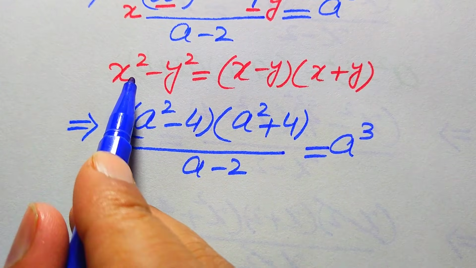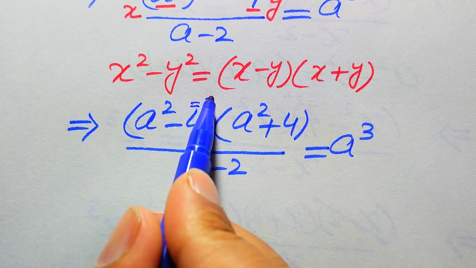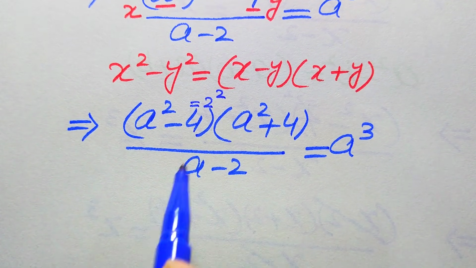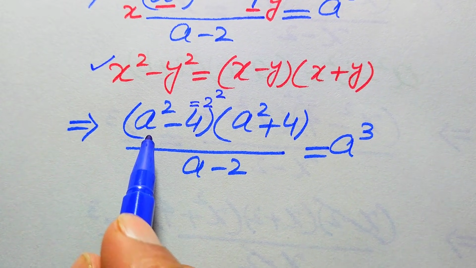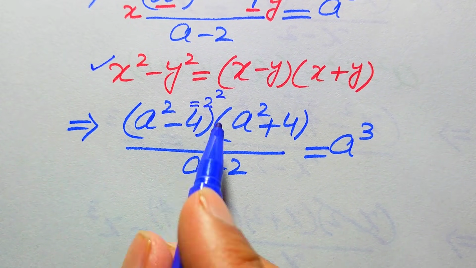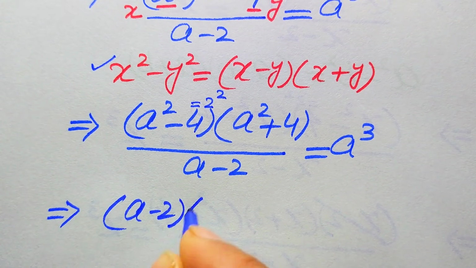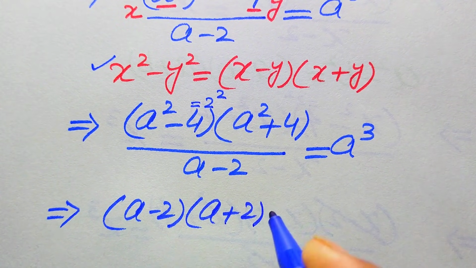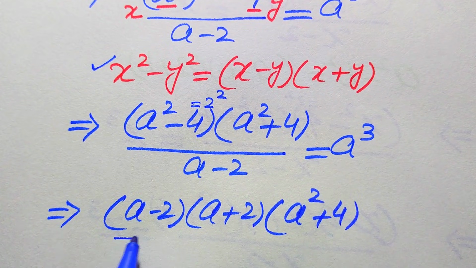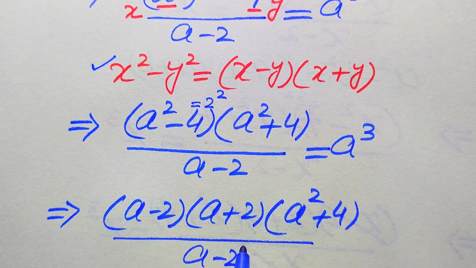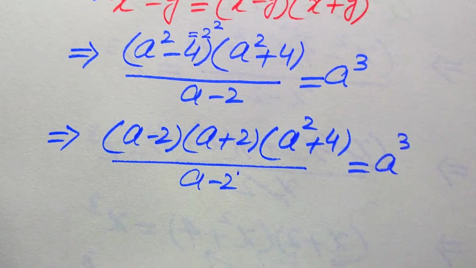So further we again use this nice formula on this term only. This is our 4, and we know that 4 is equal to 2 square. So we apply this formula on the first factor only, and we write a square minus 4 as a square minus 2 square. So this will become (a minus 2) times (a plus 2) into (a square plus 4), divided by a minus 2, and this whole equation is equal to a cubed.